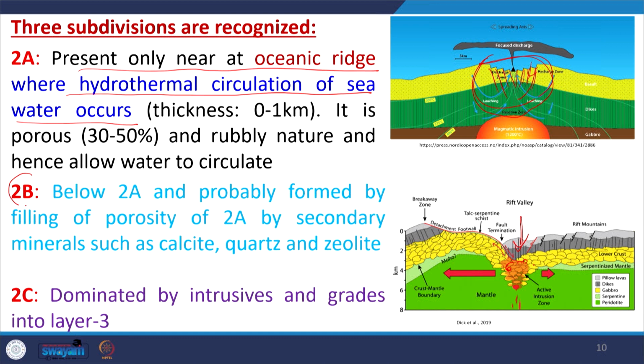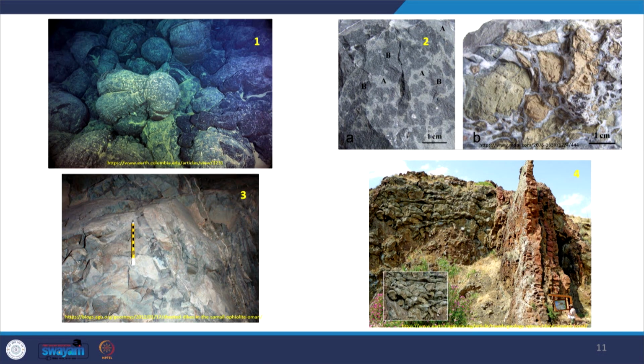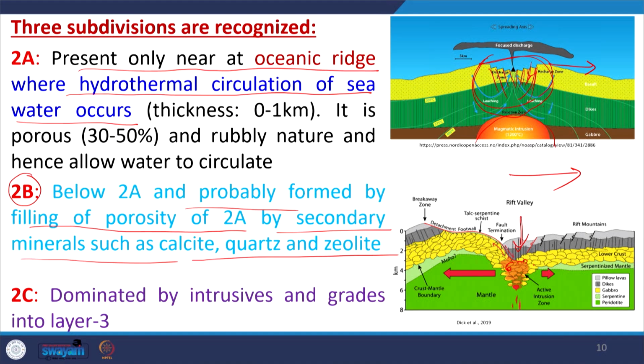Now, away from that, it is layer 2B, which is formed by the filling of the porosity of 2A by secondary minerals such as calcite, quartz and zeolite. Now, as we go away from this mid-oceanic ridge, gradually we are going away from this hot magmatic environment. That means we are allowing the secondary minerals to precipitate. We already have porosity here, we have faults, we have fractures, and we have pore spaces within the pillows. So, once we are moving away from this system, we are allowing it to precipitate the secondary minerals.